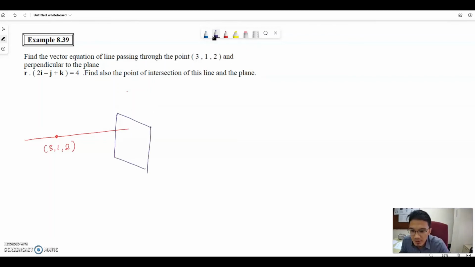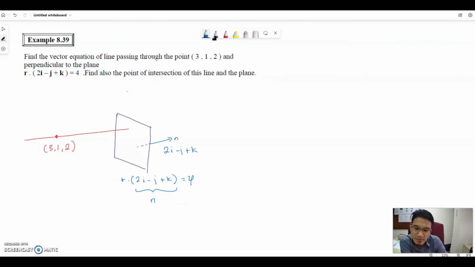Okay, so we have a plane right here. This line is perpendicular to the surface of the plane, and given that the equation of the plane is r dot (2i minus j plus k) equal to 4, this is the vector n that is perpendicular to the surface of the plane. So we have vector n coming out from the surface of the plane: 2i minus j plus k.